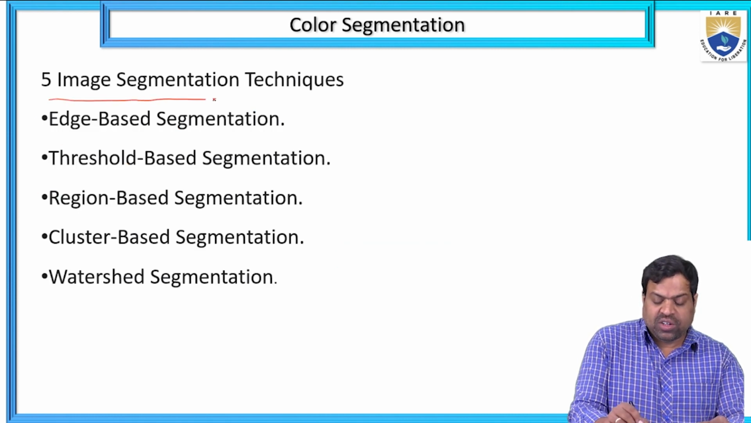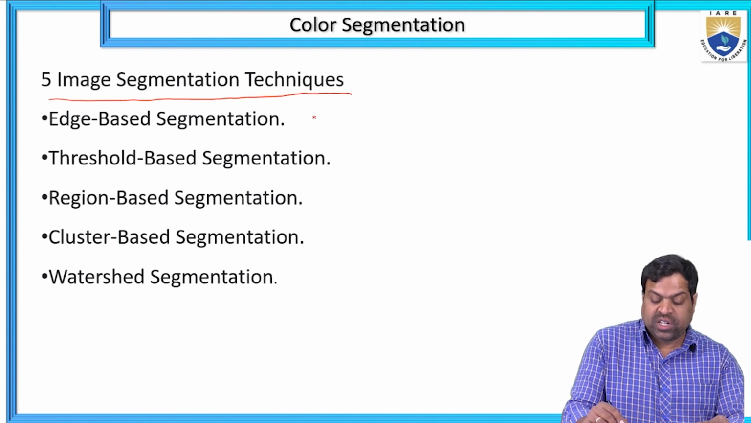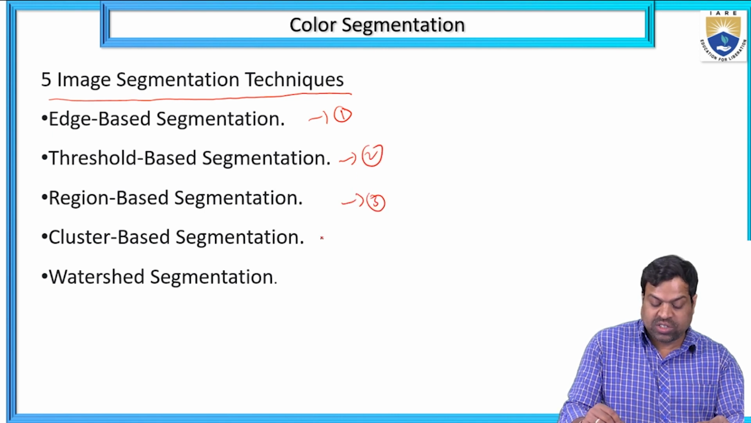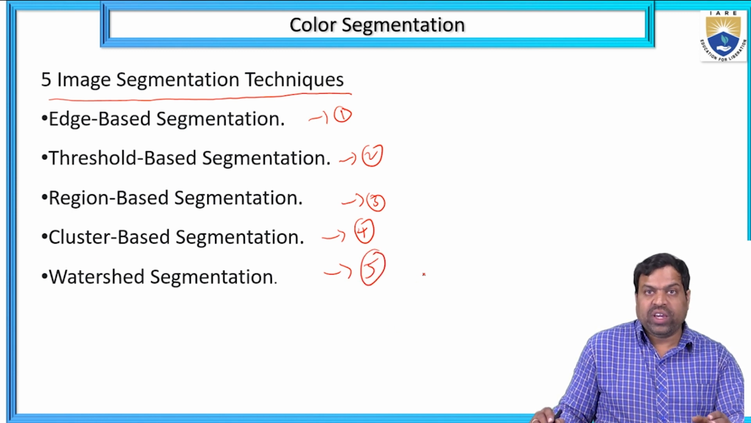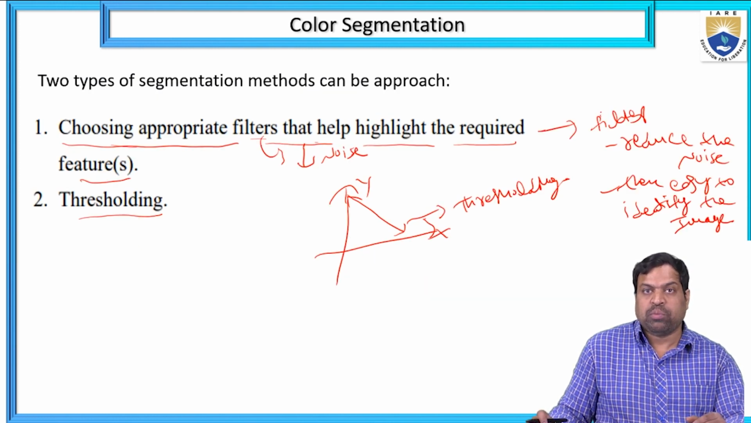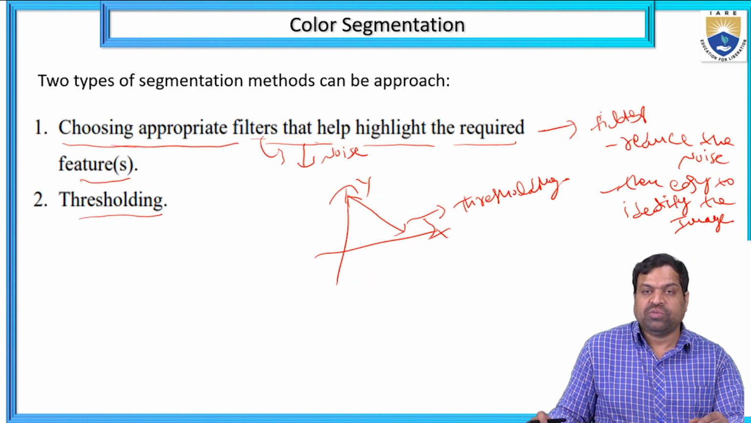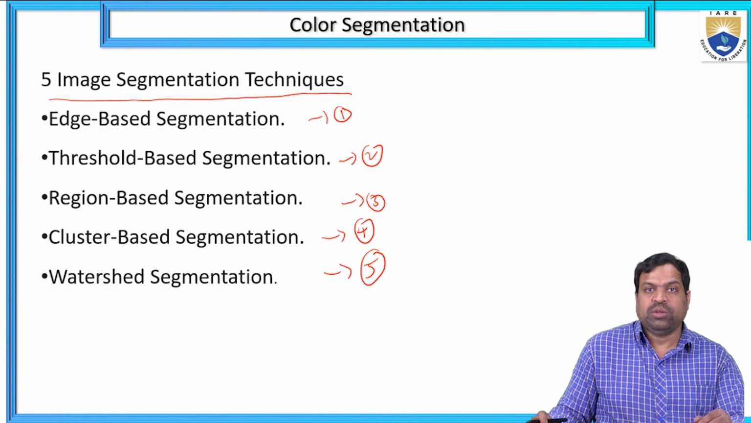And majorly 5 image segmentation techniques are there. First one, edge based segmentation, threshold based segmentation, region based segmentation, cluster based segmentation, watershed based segmentation. Majorly 5 are there, but approaching methods are two types, that is the approach with filters and thresholding. These are the 5 image segmentation techniques.